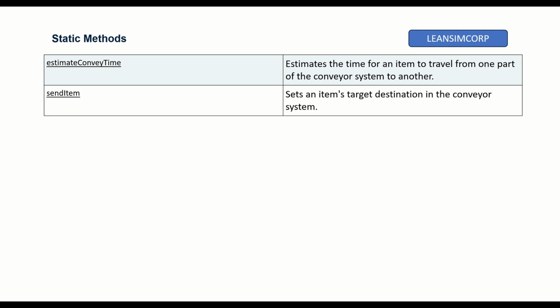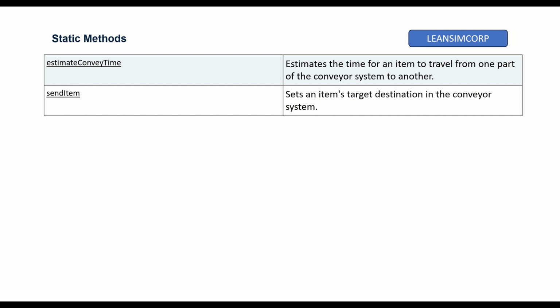Talking about the static methods, there are two static methods of the conveyors. We have estimate conveyor time, and this syntax helps you get the time for an item to travel from one part of the conveyor system to another. Then we have send item, where you set an item's target destination in the conveyor system, that is, where you need to send the item.